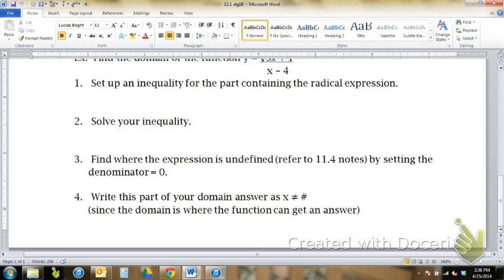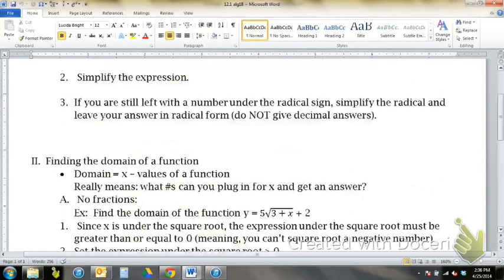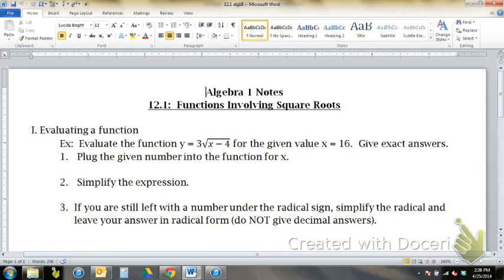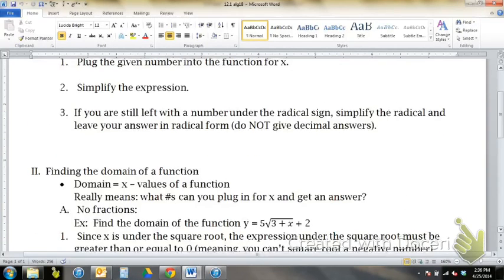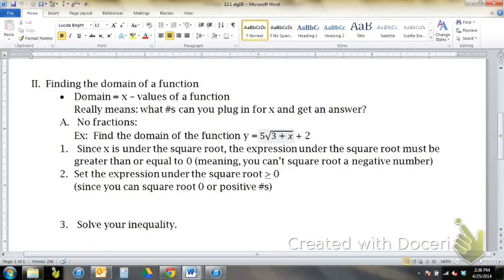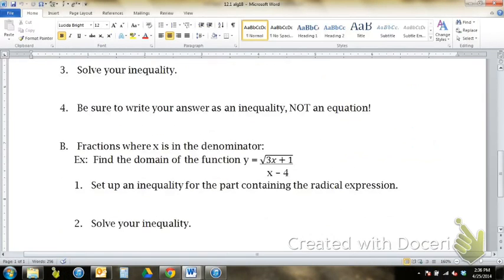And that's it. So there's 12.1. Two types of things. One, you're going to be asked to evaluate the function. So take the x value, plug it in, and simplify your answer. Don't give me a decimal. And two, find the domain. I believe most of them are like this, where you just take what's under the square root and make it greater than or equal to 0. But in case there's a fraction one, you also need to check for it being undefined in the bottom. All right, so that's 12.1.